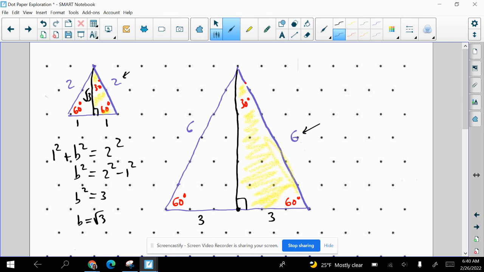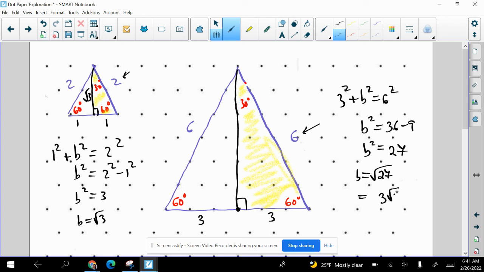And then in this triangle, again, 3 squared plus b squared equals 6 squared. So b squared would be 36 minus 9. And that's going to be 27. So square root of 27 can be simplified like we've been simplifying radicals, and it would be 3 root 3.